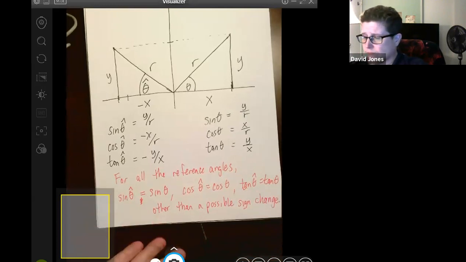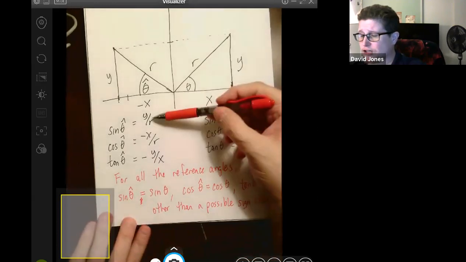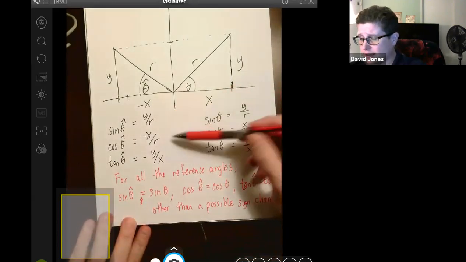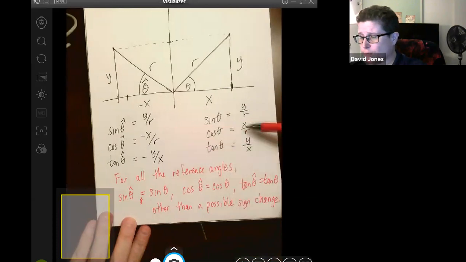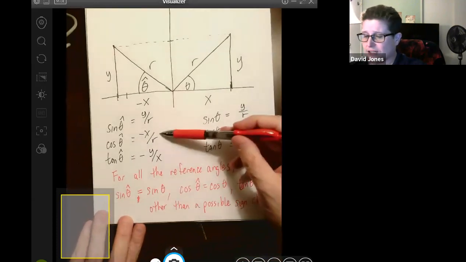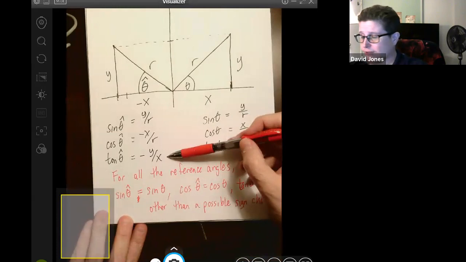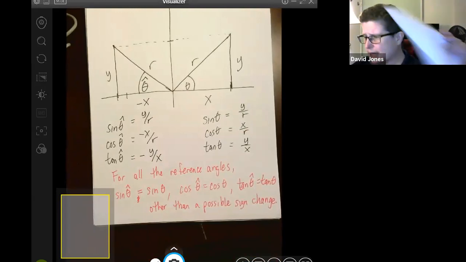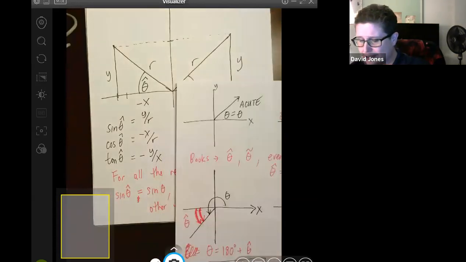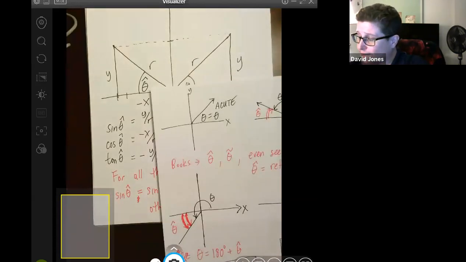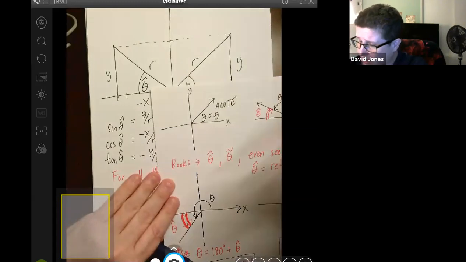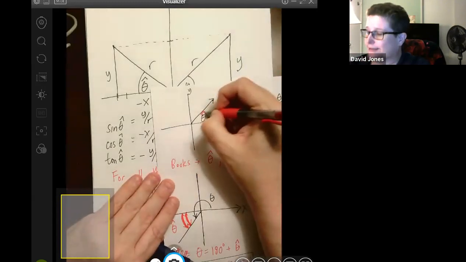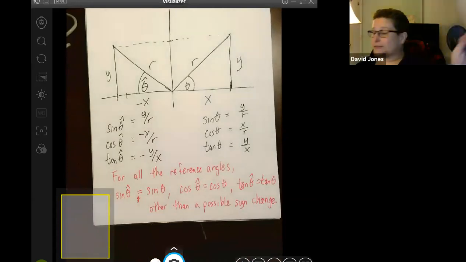So here, sine didn't actually change signs at all. Cosine theta changed signs. It was positive x over r. Now it's negative x over r. Here, tangent went from positive y over x to negative y over x. And if we really wanted to reference theta in terms of a reference angle in the first quadrant, theta hat actually equals just theta. It's the same angle. They're identical.